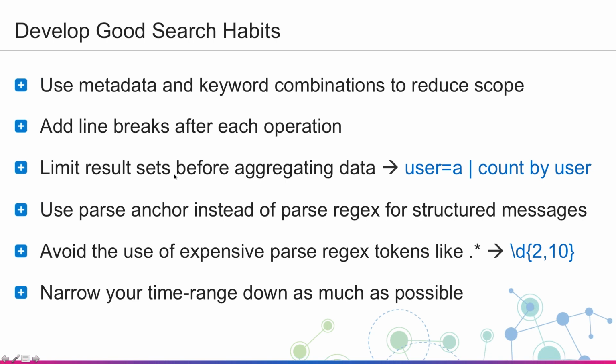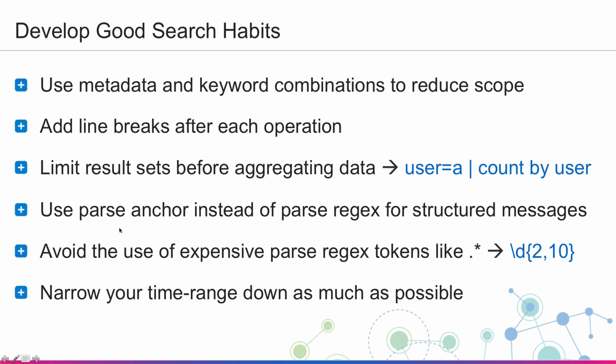You also want to limit results before actually aggregating your data. So for example, here on the right-hand side, if you're looking for a specific user, filter the data by that user before you're actually counting the number of results. If you did it the other way around, where you had count by user and then you did, where user is equal to A, then your searches would be a little bit slower.